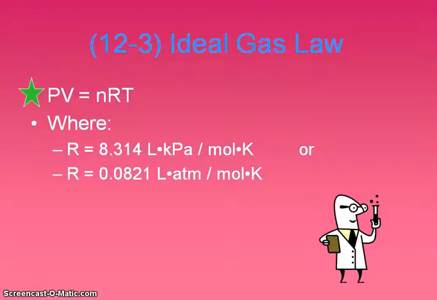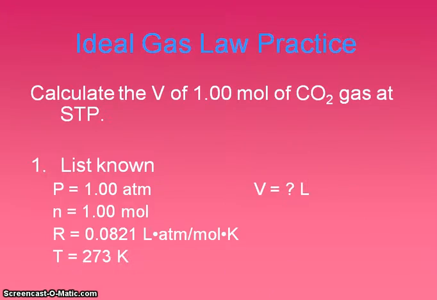There are two different R values that you can use depending on what units of pressure you're using. If your pressure is in kilopascals, you'll use 8.314 liter kilopascals per mole Kelvin, or if your pressure units are in atmospheres, you can use 0.0821 liter atmospheres per mole Kelvin. Volume always has to be in liters, n is moles, and temperature always has to be in Kelvin.